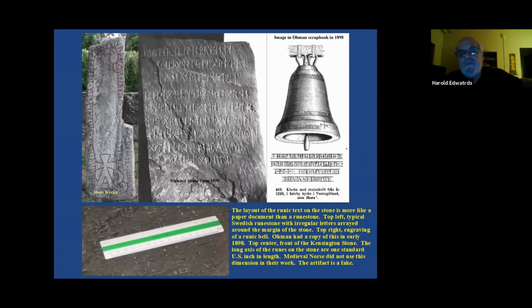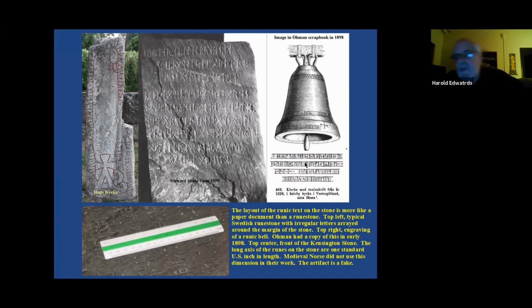We're going to now move to the layout of the inscription here. You can see how nice the inscription is, in nice even lines. This is a runestone from Sweden on the left. There are about 2,000 of them there, and most of them have irregular texts on them. They run around the margins of the stone. They may run in a design, but the letters are not the same length, and the stone is quite irregular.